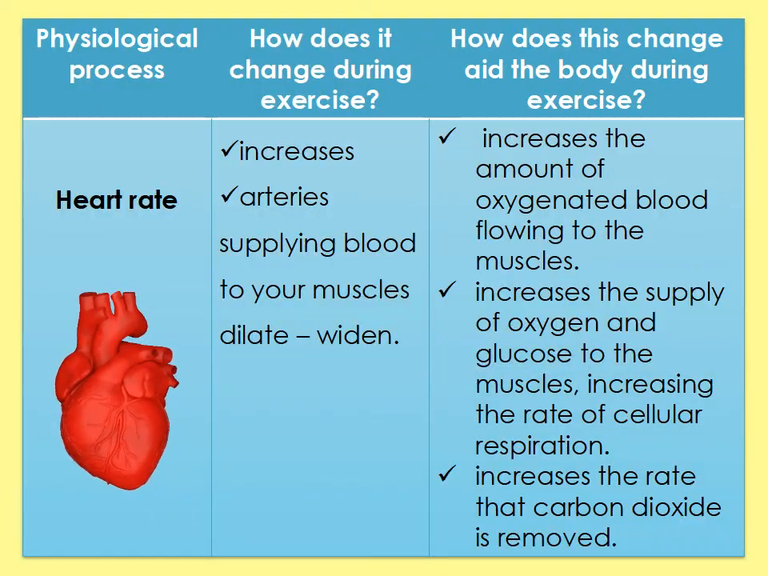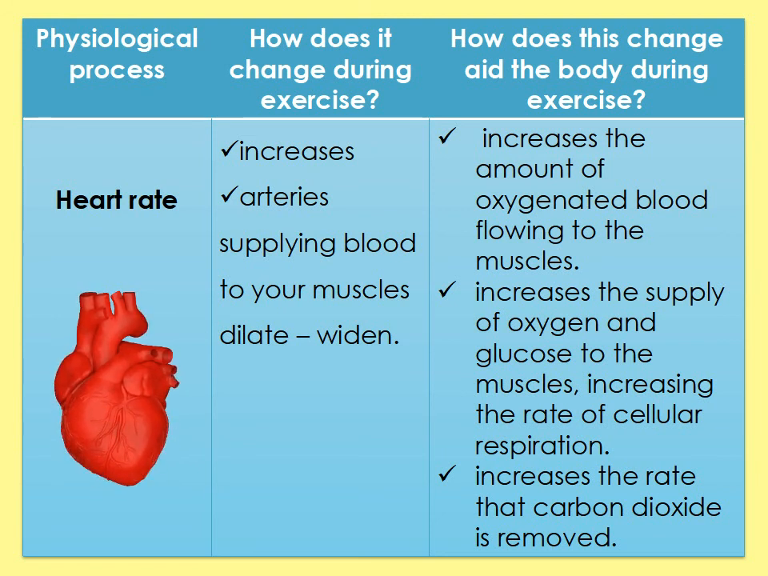Now we are going to look at a little bit more detail those three changes in the body. Well, we've seen that the heart rate increases, but that's not all. In the cardiovascular system, your arteries supplying blood to your muscles also dilate, which means that they enlarge. With these two changes, we are ensuring that enough oxygenated blood is flowing to your muscles, so more oxygen and also more glucose are being provided to your muscle cells.